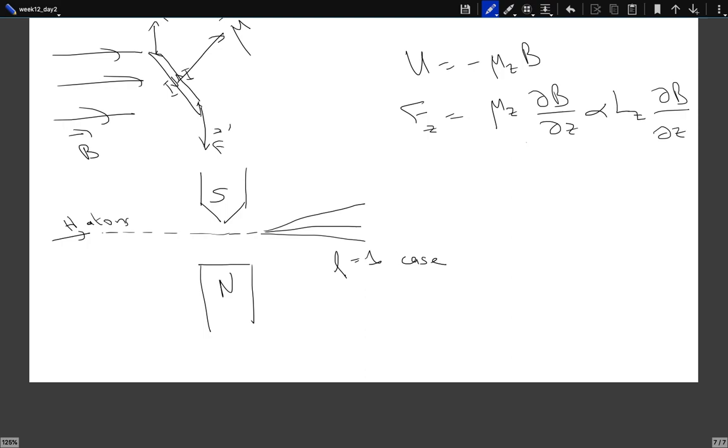One atom? You just send many atoms. Let's say 5 million atoms. If you create them all such that all the hydrogen atoms are in the L equal to 1 state, and you send 5 million of them, 1/3 will move up, 1/3 will move down, 1/3 will go straight. If all the hydrogen atoms are in the ground state, then L is equal to 0, so they will just go straight through.